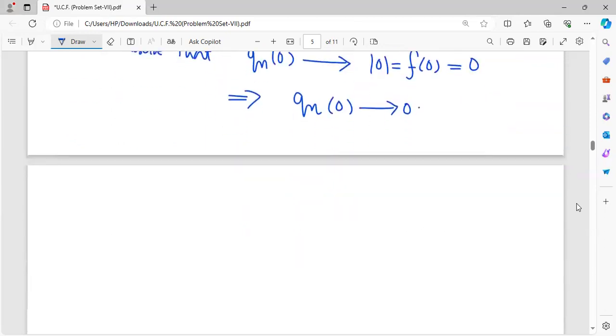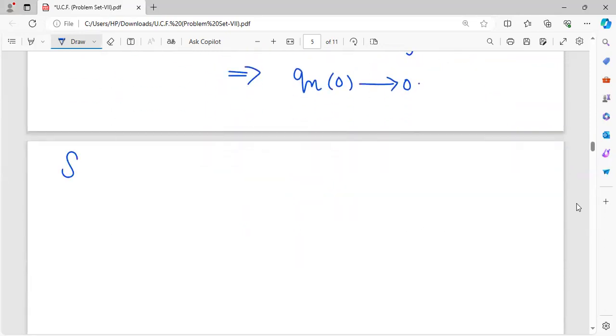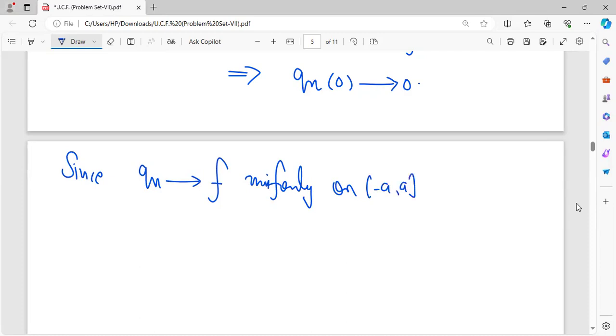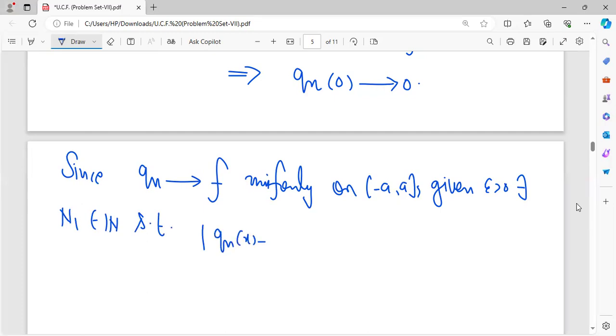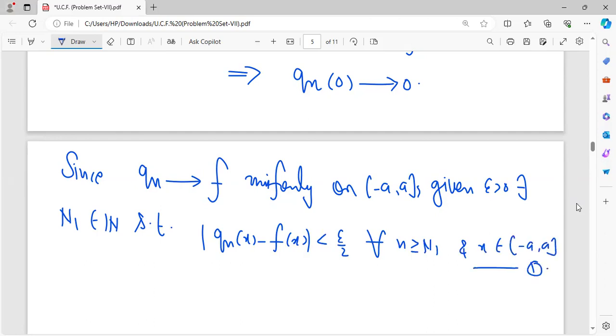Now, since Qn is converging to f uniformly on minus a to a, given epsilon greater than 0, there exists n1 belongs to N such that |Qn(x) minus f(x)| is less than epsilon by 2 for all n greater than capital N1 and x belongs to minus a to a. Let's say this is equation number 1.